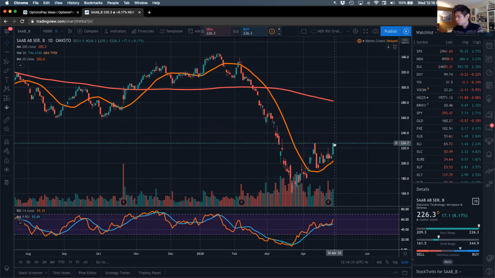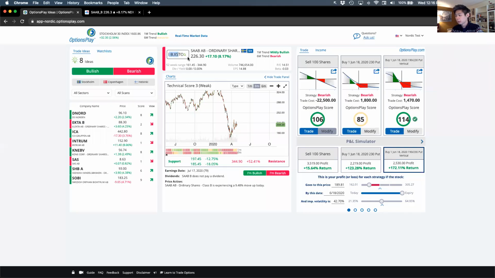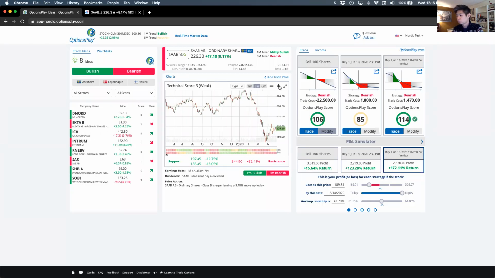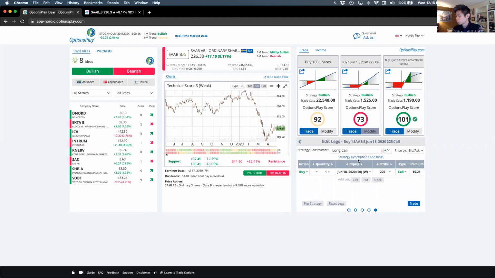Aerospace stocks are certainly coming to life over the last couple of days, up 8% today. So let's take a look at a long-term bullish view here on Saab. Buying 100 shares of the stock is 22,500 crowns. Let's look at a long-term option here, a March 2021. I usually like to buy something slightly in the money, like this 210 call option. So 22,000 crowns versus 390 crowns.